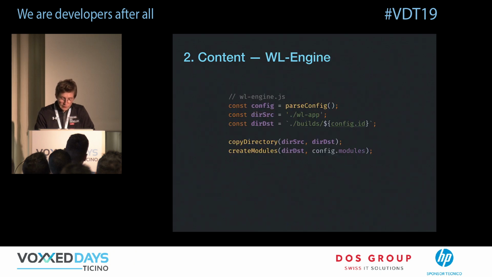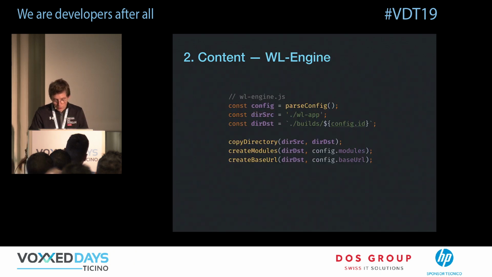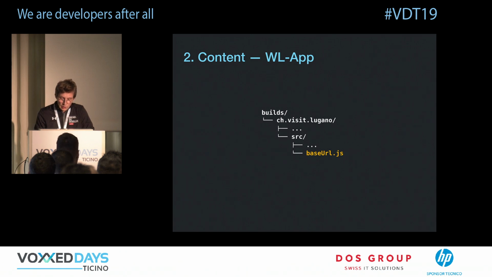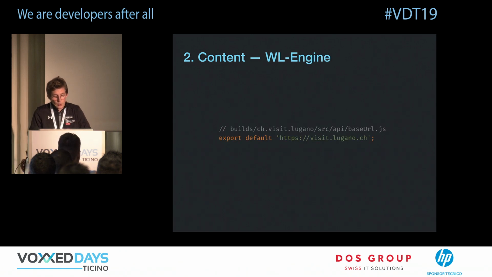And then the white label engine will consume this base URL, with a create base URL step again, and will produce this file. So in our source, we are going to create a file, base URL. This is again the builds directory ch visit Lugano, not the white label application. And the content of this file is this. We export just the address we need. So for Lugano, it's visitlugano. For Zurich, it will be visitzurich if we are going to generate the other application.